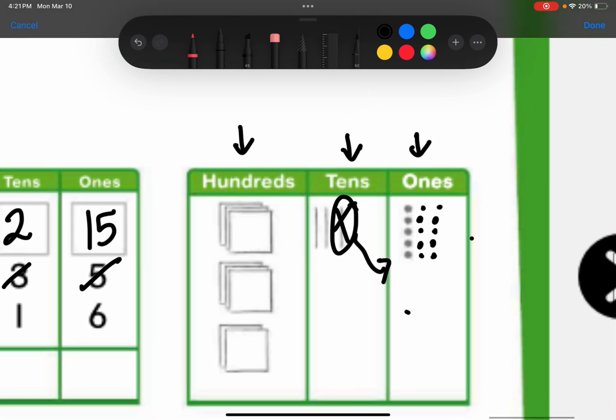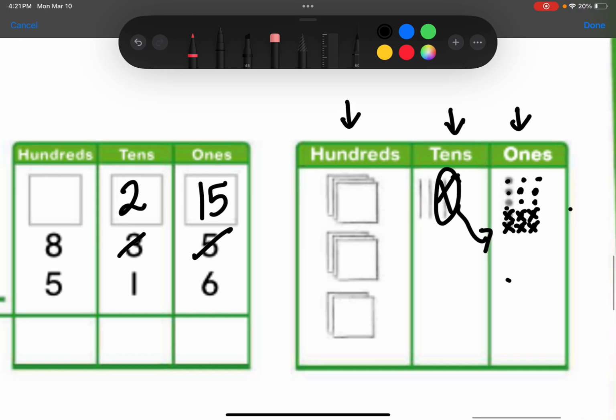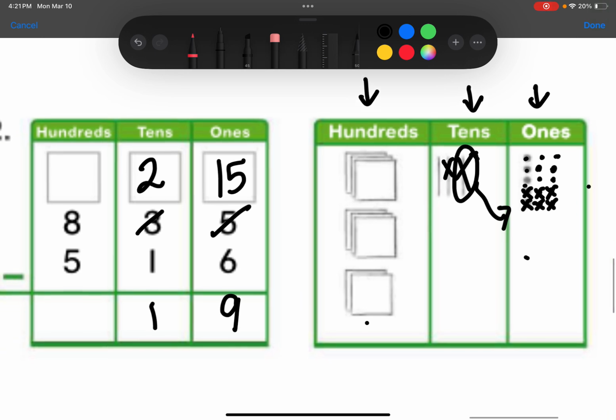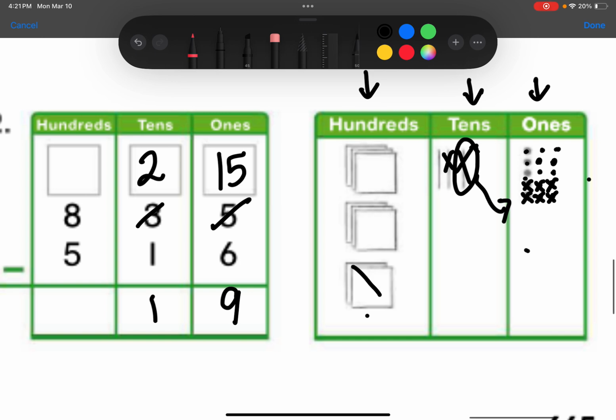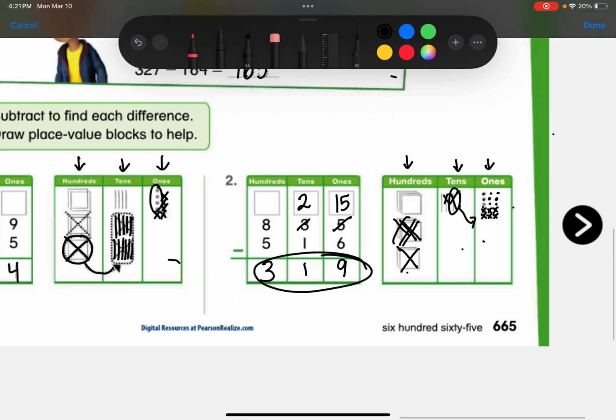So 15 minus 6, so I'm going to cross out 6 of these. And then I have 3, 6, 9 ones. I'm going to cross off 1 ten because 2 tens minus 1 ten equals 1 ten. And then over here in my hundreds I have enough to subtract. So 8 minus 5, I'm going to cross off 1, 2, 3, 4, 5. That leaves me with 3. So the difference for number 2 is 319.